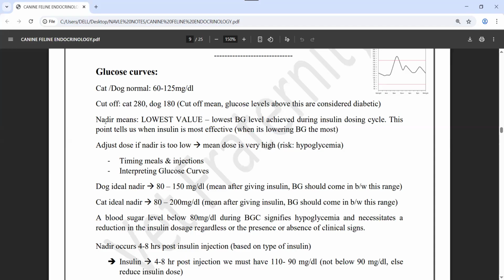Then we have a term called nadir. Nadir means the lowest achievable blood glucose after an insulin dosing cycle. Like you have given an insulin shot, and the insulin will bring down the glucose level, and the lowest level achieved by that dose is called the nadir. You should also remember that for dog and cat, there is a range in which the nadir should fall. For dogs, it's 80 to 150, and for cats, it's 80 to 200 mg per deciliter.